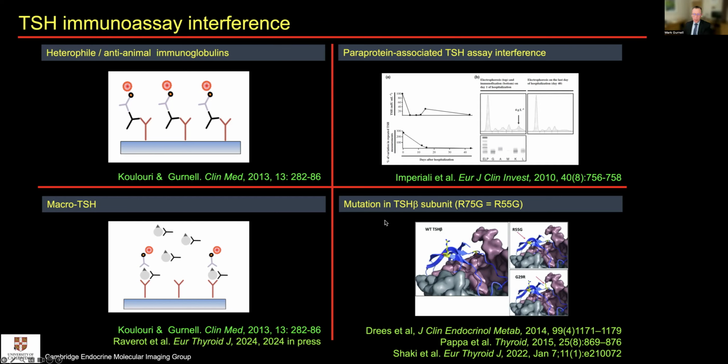We can also see other rarer reasons why the TSH assay may not be behaving itself. So, for example, here is a very unusual variant of TSH beta subunit in which the mutation renders the TSH immunologically undetectable from a standard assay, even though biologically this is still active.